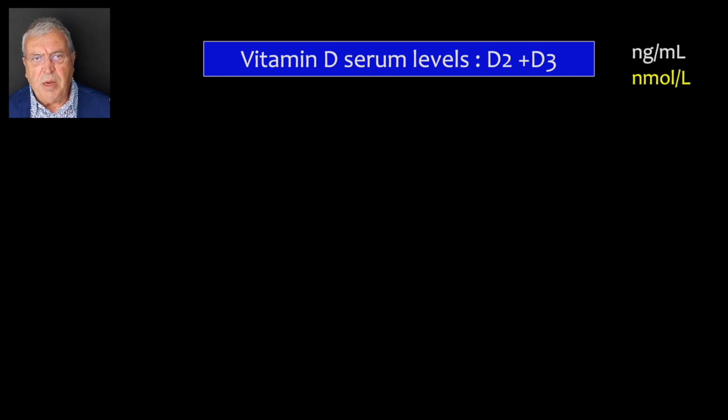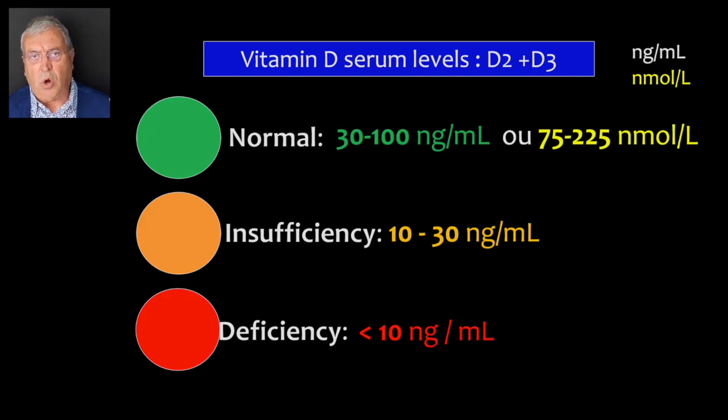The serum level minimum is 30 nanogram or 75 nanomole per liter. Take care when you take in the hand the blood test. Is it in nanogram or in nanomole? Not the same. Below it's insufficiency, and below 10 nanogram it's a deficiency. But a lot of people are deficient today, at least 70 to 80% of the population.